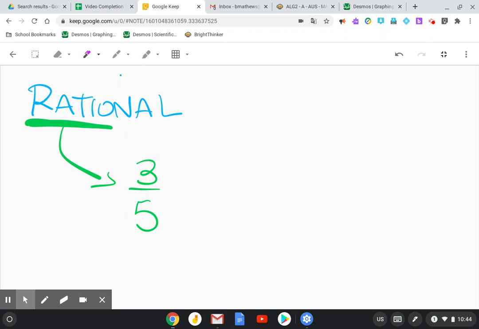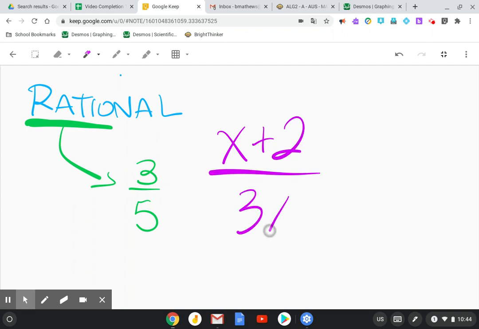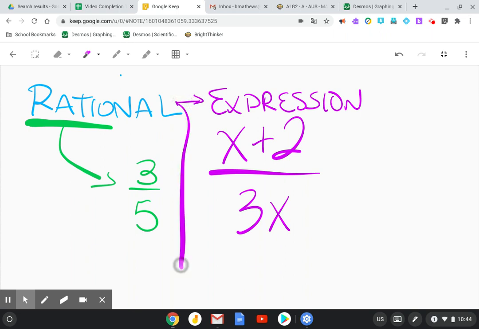But in a rational expression, you have things like this, x plus 2 over 3x. So this would be an example of a rational expression. Because remember, expressions are just groups of numbers and variables. The distinguishing thing between an expression and an equation, in general, is that expressions don't have an equal sign.